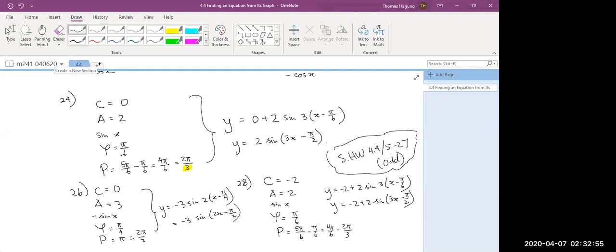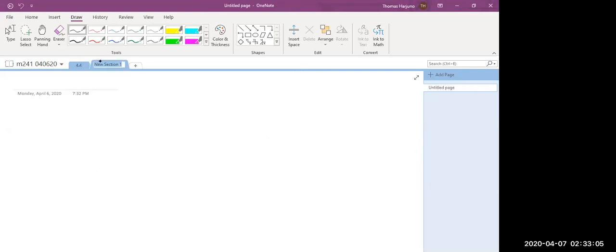Now I will go on with the next section. I will skip 4.5 and go on to 4.6. If 4.4 is on the easy side, then 4.6 is on the hard side.